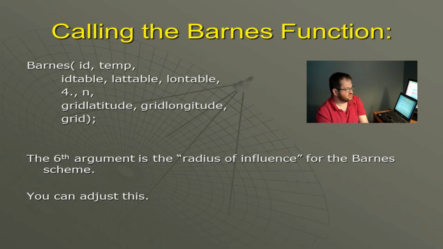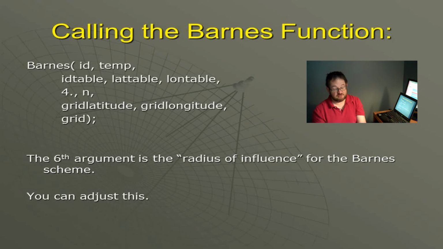Okay, the sixth argument. The sixth argument is just the radius of influence that you want to use for the Barnes objective analysis. And it is in units of degrees. And so it's a floating point number. Like in this example here, I used 4.0 as my radius of influence. So any point within 4 degrees of latitude or longitude of our station will be included.